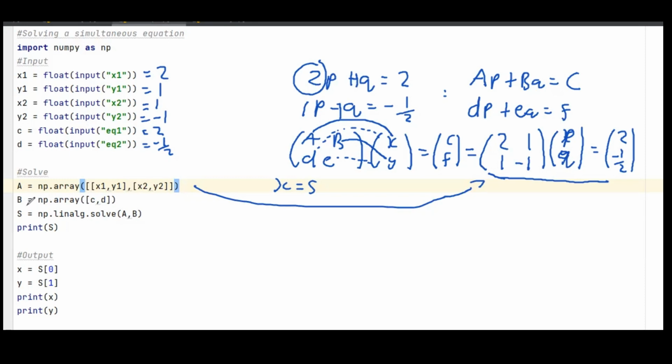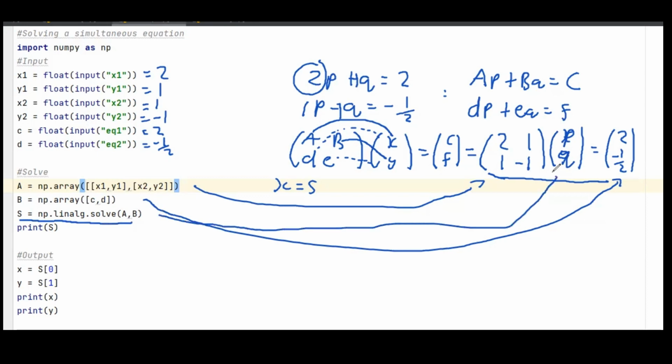Now, moving on to B. B is np.array of C, D. What that does is it creates this matrix here. It's technically a column vector, but it creates this here, so C and D. We talked about C and D. C is 2, D is -1/2, and then x1, y1, x2, y2 are the coefficients of the other one. Now, this part here is the solver. So linear algebra solve, A and B. That's basically us trying to find P and Q.